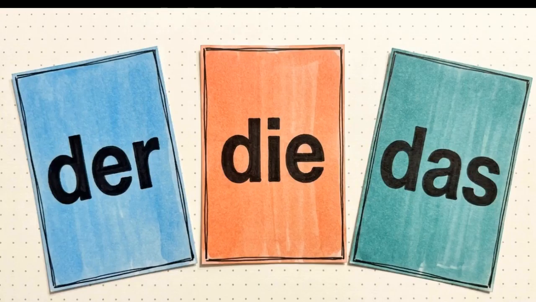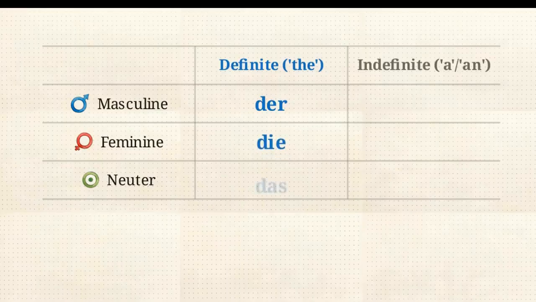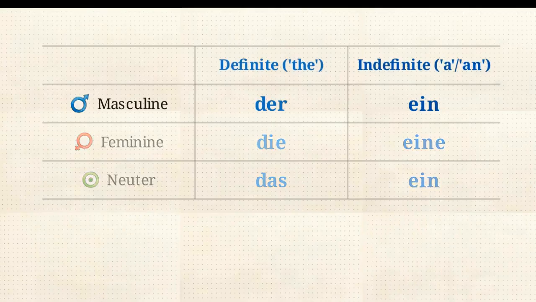In German, every noun requires an identity tag to function correctly within a sentence. This matrix shows the three distinct gender tracks: masculine, feminine, and neuter. For definite articles, meaning the, you use der for masculine, die for feminine, and das for neuter. For indefinite articles, meaning a or an, the tags are ein, eine, and ein.